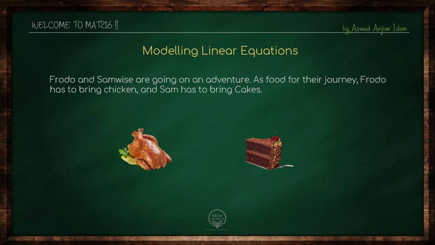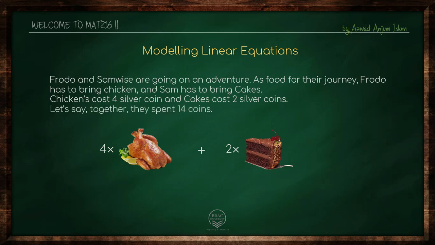Anyway, so now let's say the chicken costs 4 silver coins and each cake costs 2 silver coins. We also know that together they have spent 14 silver coins in total. So we have a linear equation here: 4 into number of chickens plus 2 into number of cakes equal to 14. This equation is basically 4x plus 2y equal to 14. I just used a couple of silly pictures to make the slide look colorful.